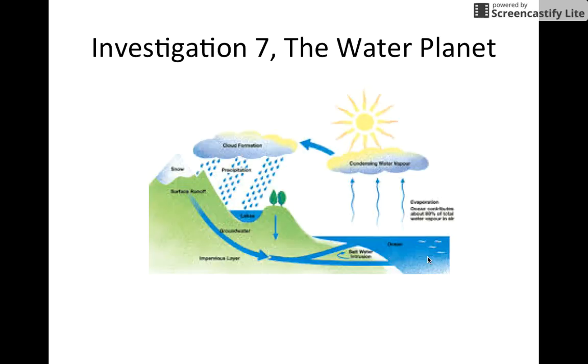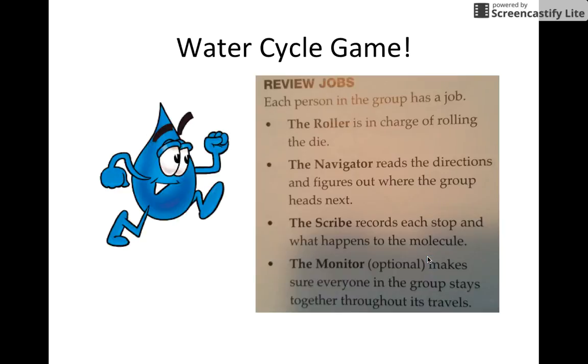Investigation 7, the water planet. This investigation has 2 parts, and the overall goal is to understand water and its movement on a more global level. The water cycle game is a chance for students to be water molecules and travel through the water cycle. I also like to point out that classroom management is crucial to the success of this activity, since the entire class is going to be up and moving around simultaneously.